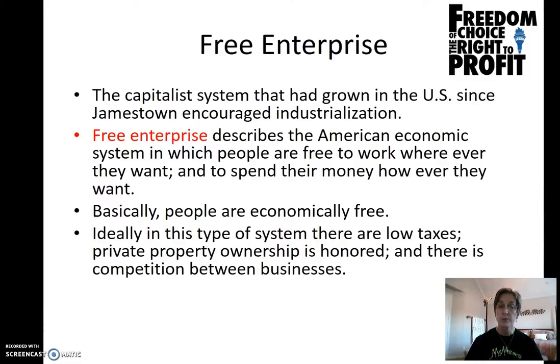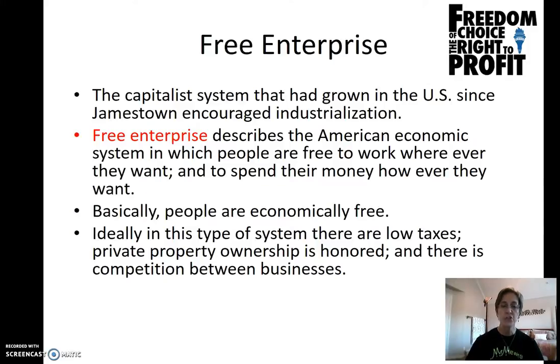for the STAR test, and for just life in general, because this is how we operate in the United States. This is how we operate our economy. This is how we think of living here. And after this frame, I'm going to stop, and then we'll pick up the rest of it in another screencast. But if you look up at the top in the little corner, it's the freedom of choice and the right to a profit. So free enterprise is the capitalist system as we know it.